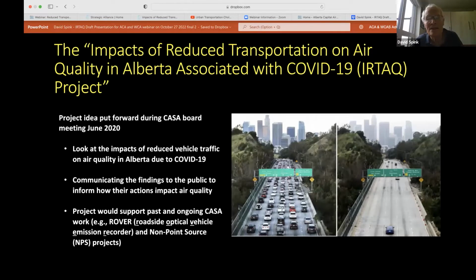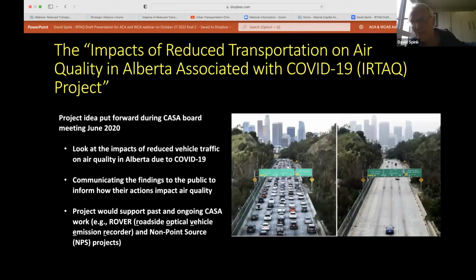And the idea for this project was presented at a June 2020 CASA board meeting. As Kevin said, it was very obvious at that time that, boy, oh boy, those measures that were associated with COVID-19, in terms of work from home and virtual meetings, had a huge impact on traffic counts in the province. And on the right, this is California, at approximately the same time of day, non-COVID and COVID. So you can see it was just huge, the difference.